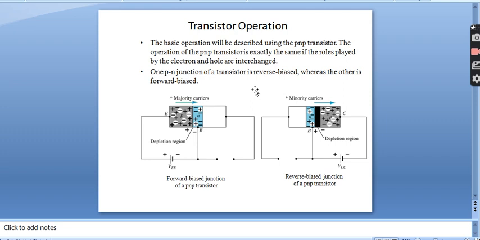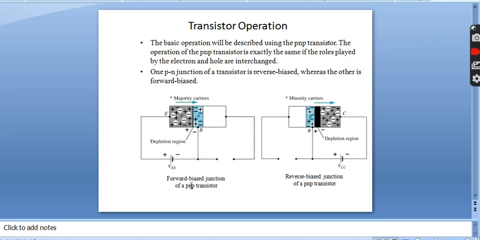These three terminals form two junctions: one between base and emitter, and another between base and collector. Of these two junctions, one junction will be connected as forward biased, and the other will be connected as reverse biased. Look at the pictures.